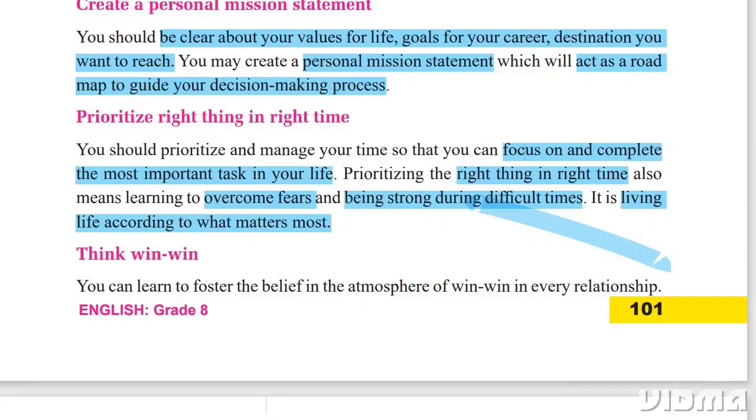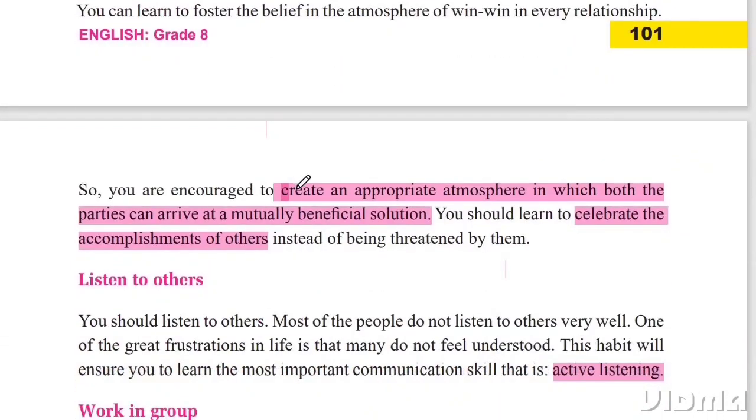Next one, think win-win. What does it mean? Creating an appropriate atmosphere in which both parties can arrive at a mutually beneficial solution. If you think about other people as well, and you do not think only about yourself, then you think win-win. Learning to celebrate others' accomplishments is also thinking win-win. Okay, listen to others. That means active listening and understanding others.